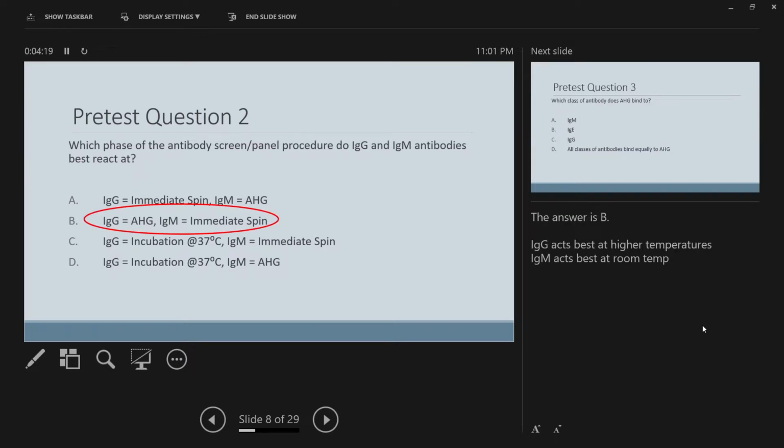The answer is B. IgG reacts best at higher temperatures, and IgM reacts best at room temperatures. The reason why C and D aren't correct will actually be explained in the next question.